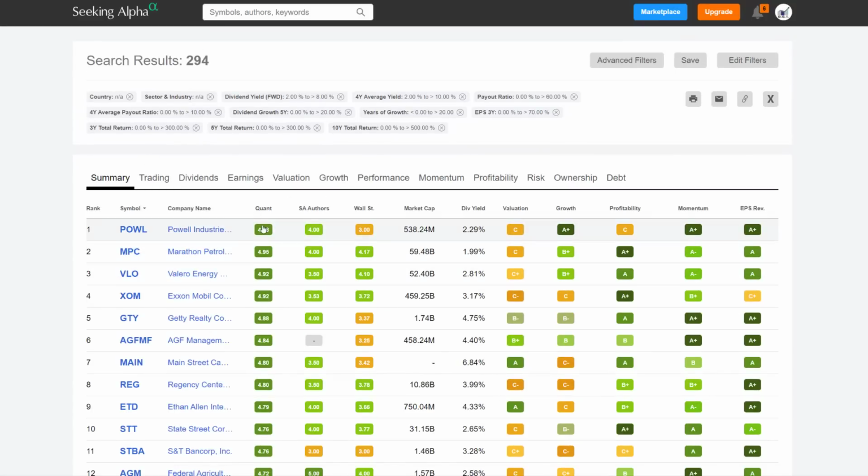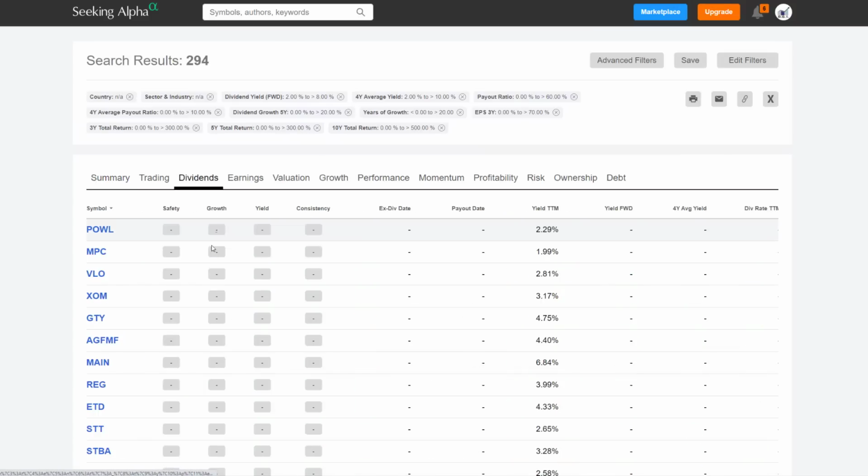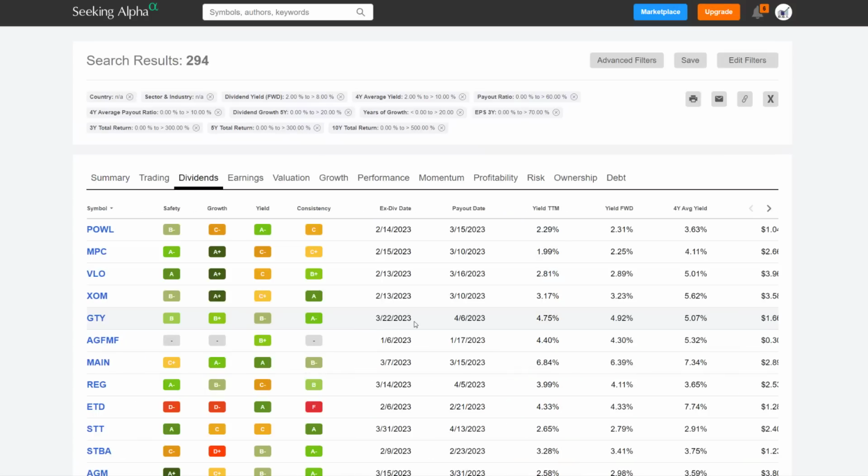So the summary here, you've got the quant ratings, Seeking Alpha authors, and Wall Street, right? This is only going to be available if you're a Seeking Alpha Premium subscriber, you can take a look at that. But let's take a look first at the dividend yield, okay? So the dividend yield, for the stock screener, I don't really care much about the ex-dividend date. That doesn't matter to me as much. The payout date, not so much.